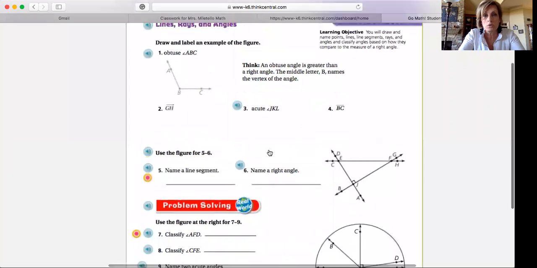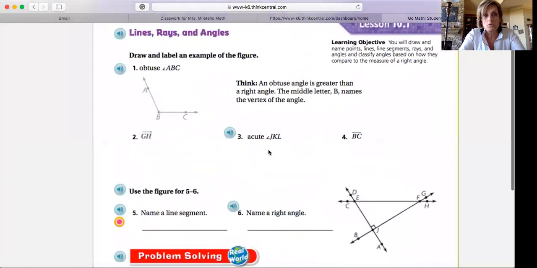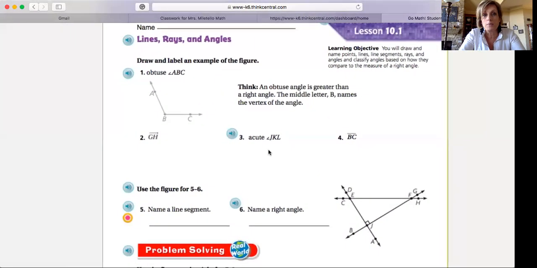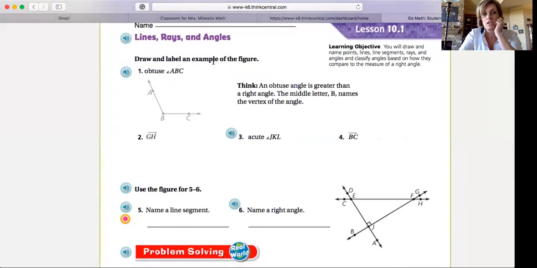But let's just go over a little bit of this up here. So you're going to draw and label an example of the figure. Here they gave you the example. They drew one for you. An obtuse angle labeled or named ABC. So an obtuse angle is greater than a right angle, anything bigger than 90 degrees, and the middle letter B always stands for the vertex. Whatever that middle letter is should always be the vertex of your angle.